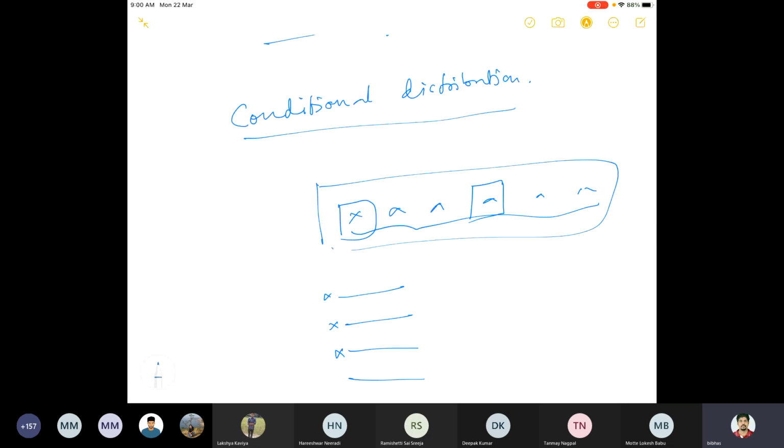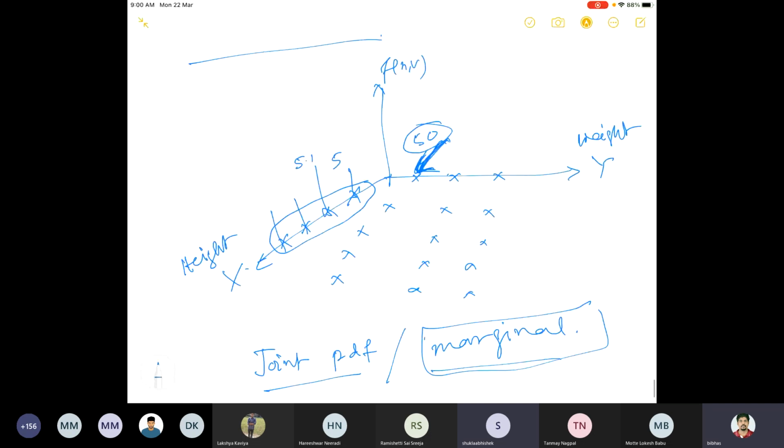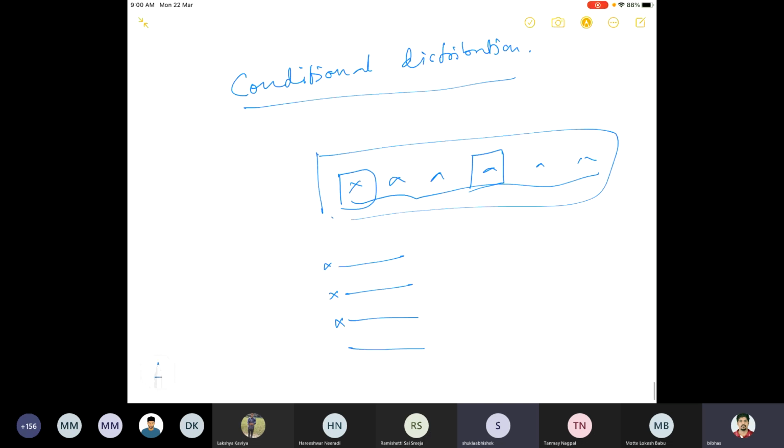Sir, the cross marks you wrote, are they all individual? Or the dots you wrote in the box? No, in the second line here. No, I'll come to that. I'll come to that. So right now, I have no random variable. I'm just giving an example.